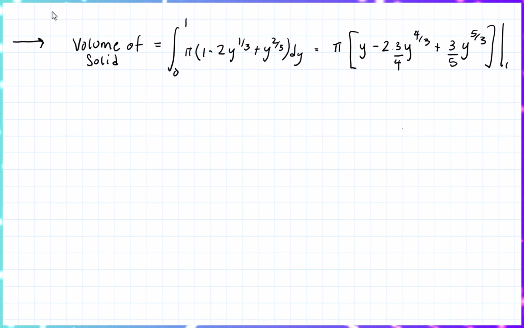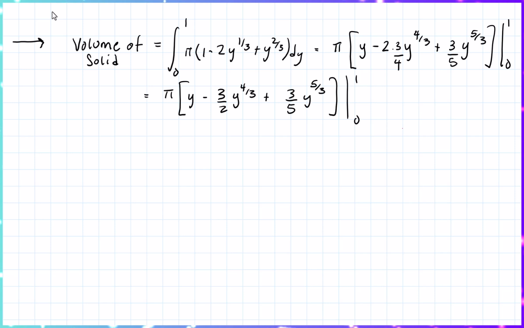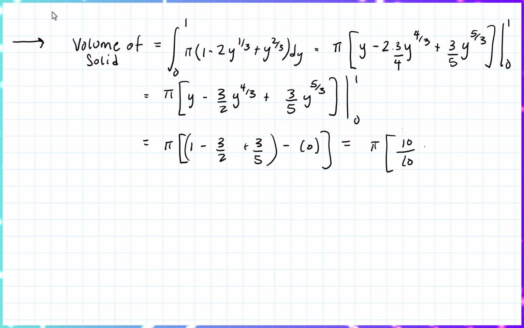And then we evaluate it from 0 to 1, and we've got pi times y minus 3 halves y to the 4/3 plus 3 fifths y to the 5/3, evaluated from 0 to 1. And our answer here, when we do that evaluation, becomes 1 minus 3 halves plus 3 fifths minus 0 when we plug in 0. And so we get pi times, let's find a common denominator here. What is this? 10 over 10 minus 15 over 10 plus 9 over 10.